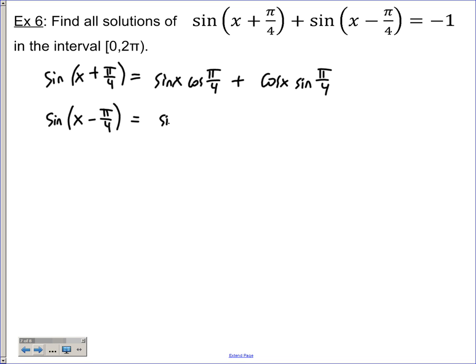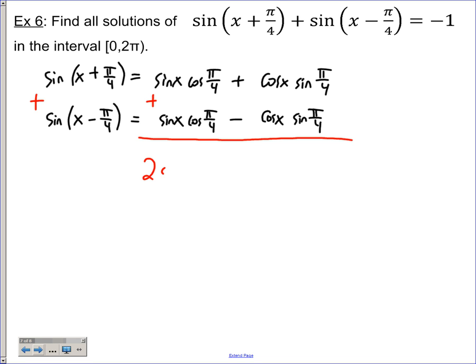So here we get sine of x cosine of pi over 4. The only change in the formula is that it's minus, so minus cosine of x sine of pi over 4. And what we're going to do is the left-hand side is just adding up these two left-hand terms. So if we add up the right-hand terms, which are the expanded terms, we should get a negative 1. So I'm going to add up. We get two of these terms, 2 sine x cosine of pi over 4. Now we have the positive and negative of the same terms, so this would just be 0, and that's equal to negative 1.